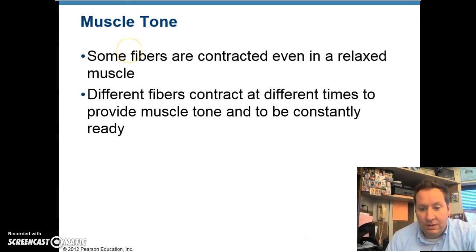Let's talk about muscle tone. People go to the gym and they want to get toned and stuff like that. All muscle tone is that muscle fibers are going to contract even when you're sitting there doing nothing. Even when you're in a relaxed state, you still have continuous firing into the skeletal muscle to keep them active, to keep them going, in case you get into some type of crisis. They're ready to go. So they're constantly ready.